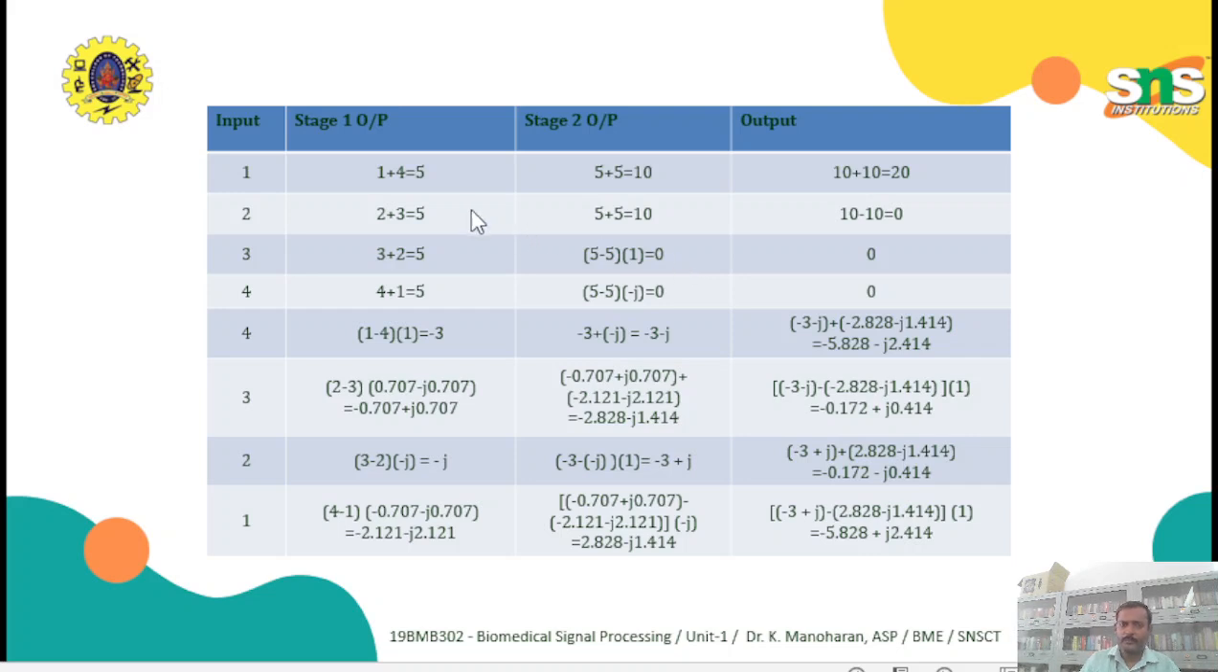And then another input, look at this. This is 5 and this is also 5. So 5 plus 5 is 10. So 5 minus 5 into minus j. 5 minus 5 is 0. So 0 into minus j is 0 only. This is for the first two butterflies.